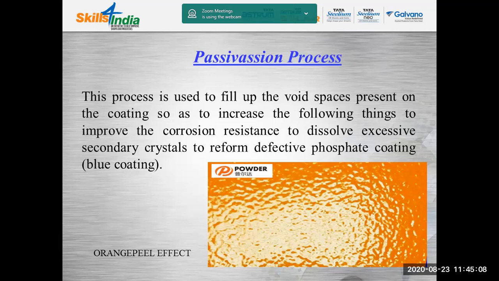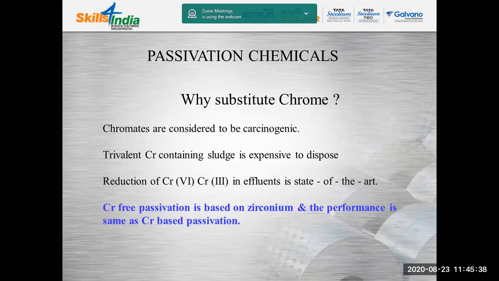Then after phosphating and water rinsing, passivation is required. This process is used to fill up the void spaces present on the coating so as to improve the corrosion resistance, to dissolve excessive secondary crystals, and to reform defective phosphate coating. Phosphate coating is also known as blue coating or gray coating.